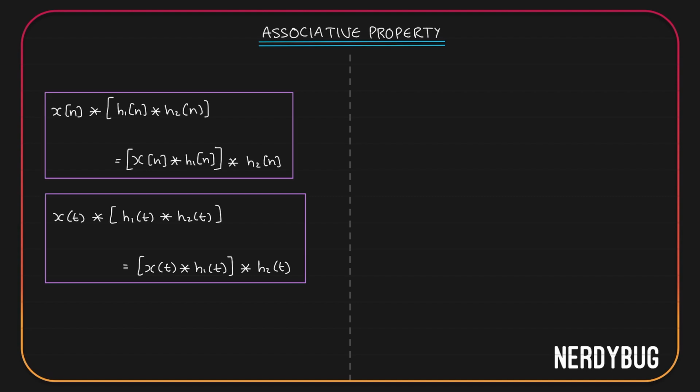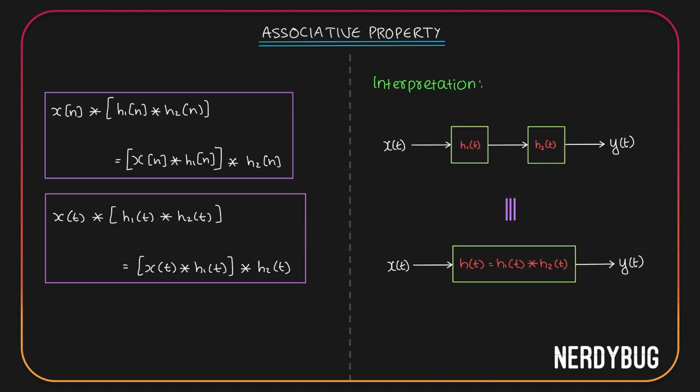This can be interpreted using a block diagram like this. Let us say you have two systems, one of impulse response h1 of t and one of impulse response h2 of t. You are giving x of t as an input to the first one and its output is given as an input to the second one, and finally you get y of t as the output. According to the associative property, this is the same as taking a different system whose impulse response is the convolution of the individual impulse responses of these systems. You will get the same output y of t.